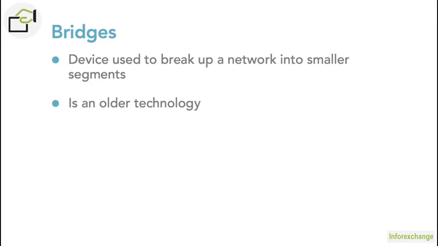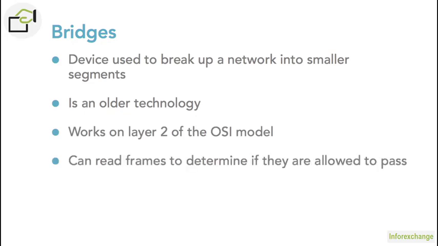The bridge, just like the switch, works on layer 2 of the OSI model. What makes the bridge have the ability to separate a segment into 2 smaller segments is the fact that the bridge can read the frames that come into it, and by looking at the address in the frame, it can determine whether a frame is allowed to pass through the segment or should be blocked because it's coming from a location that already has that address on it. In this way, bridges are able to reduce the amount of traffic on a network by dividing it up into multiple segments.